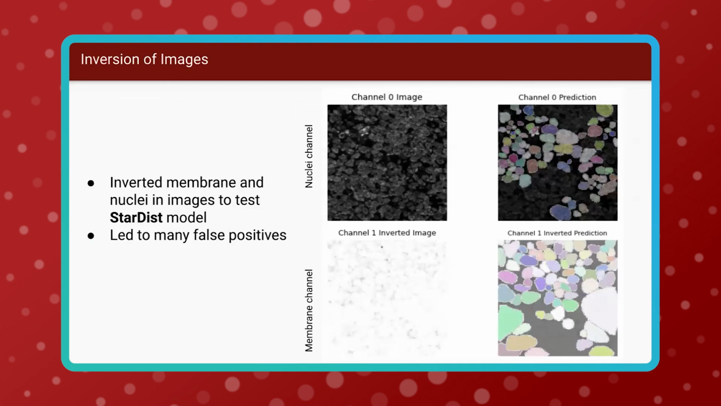More on the inversion of images problem. For the StarDist model, since it didn't have built-in two-channel image prediction, we had to try and invert the images to replicate this. What do we mean by two channels? In the TissueNet dataset, the images come in two different channels. The first channel involves nuclei, and the second channel involves a membrane. We tried to invert the channel 1 images to replicate channel 0, but this process led to our model making many false positives, so we had to scrap this.